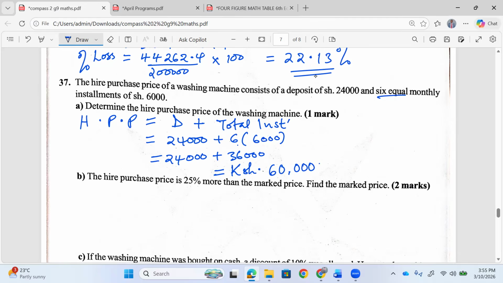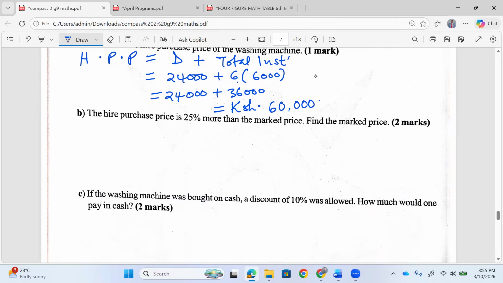Now, the hire purchase price is 25% more than the marked price. Find the marked price. If it is 25% more, remember, the marked price is always 100%. Therefore, 125% equals 60,000. What about 100%, the marked price? 125 because hire purchase contains the marked price plus what you call the carrying charge, the amount you are charged by being allowed to carry the item to your home before you make full payments.